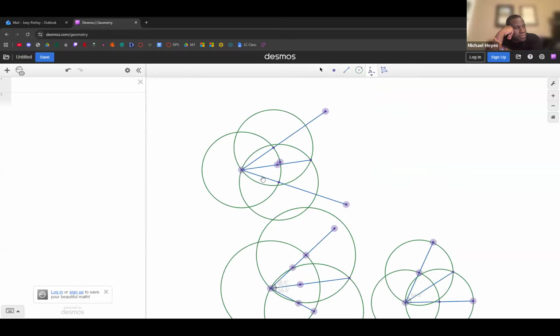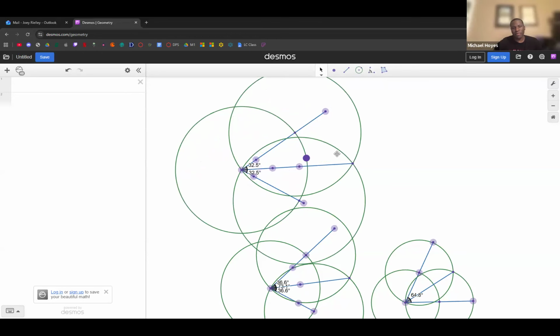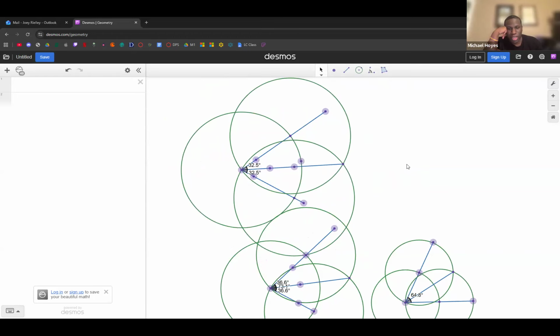So yeah, there is a connection with this idea of utilization of those primitive tools that we can use to create all kinds of different things with just circles and a straight edge. And for verification, he went ahead and put those measurements on there so we can see that it does in fact have congruent angles when you do the angle bisector. Really, really good stuff.